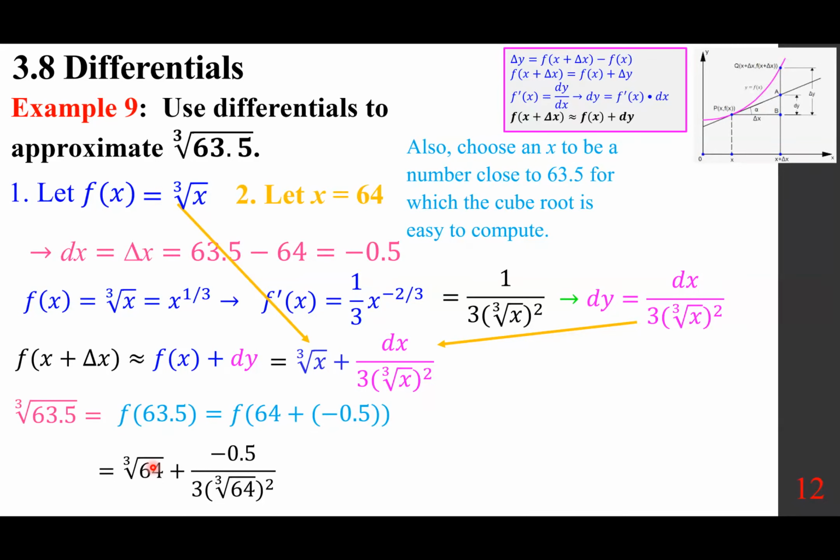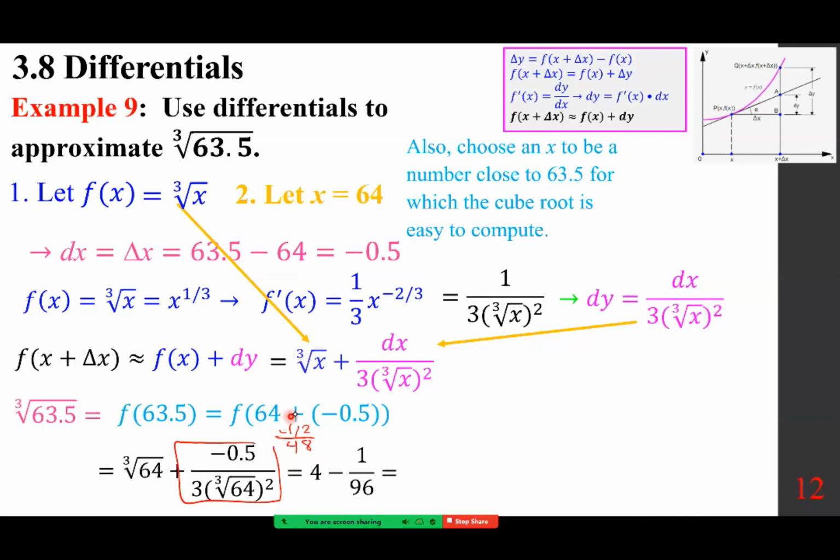So this is 4. This is 4 squared is 16 times 3 is 48. So this is negative 0.5 or negative 1/2 over 48. Why am I changing negative 0.5 to negative 1/2? Because I want to write this as a fraction. So this is 4, and if you multiply 2 by 48, you get 96, minus 1 over 96, which makes it 3 and 95 over 96.